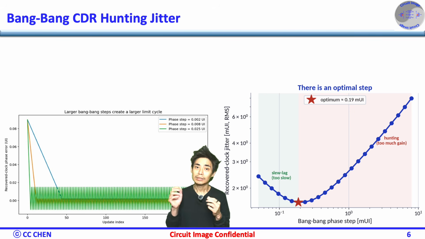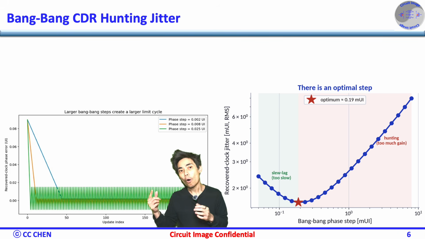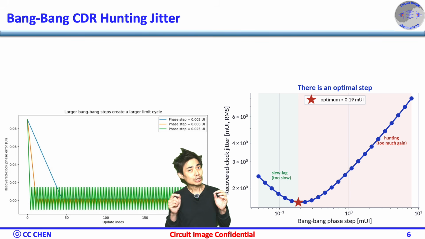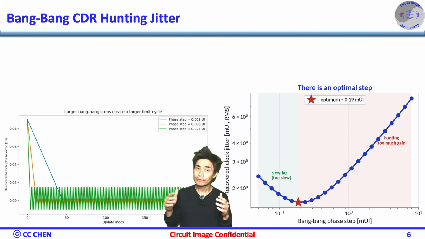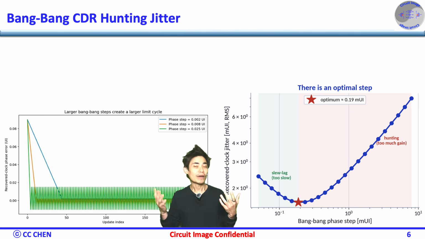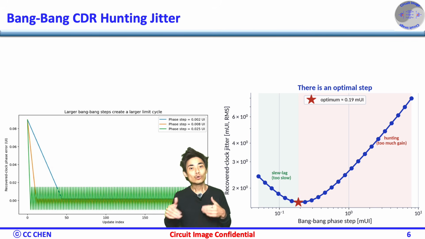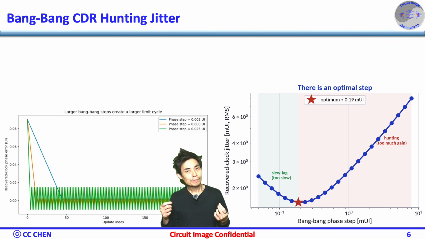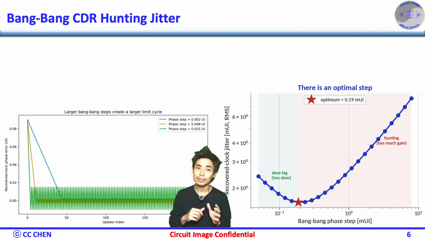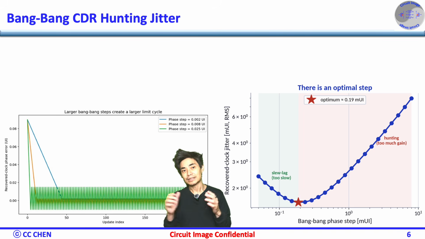That hunting creates the intrinsic clock jitter. This is often called jitter generation, or hunting jitter. If we increase the proportional gain or fixed step size, the loop can track faster. That helps jitter tolerance, but the same large step also increases hunting jitter. So bang-bang CDR has a natural trade-off. A bigger step helps tracking. A smaller step gives a quieter clock. This is one of the most important reasons maximal bandwidth is not the answer.